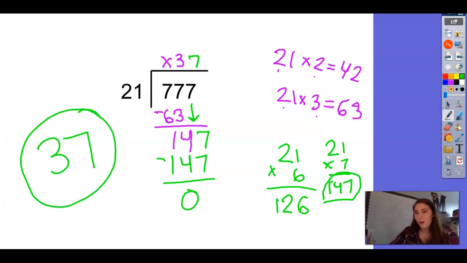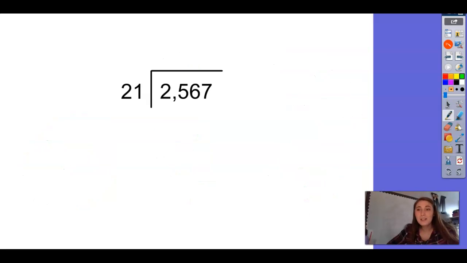All right, let's give another problem a try. This next one's a little bit different because our dividend has 4 place values. Our highest place value in our dividend is the thousands place. So that's where we're going to check first. But it's the same steps. So can 21 fit into 2? No. So I'm going to put an X up here because I know that it's not my thousands.